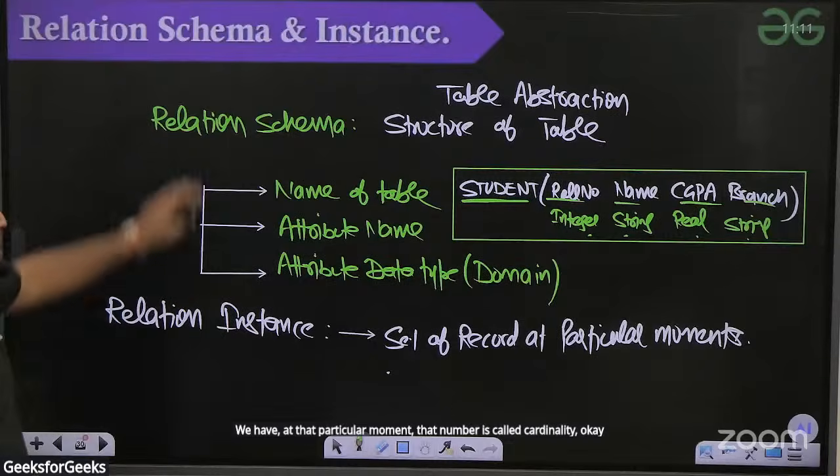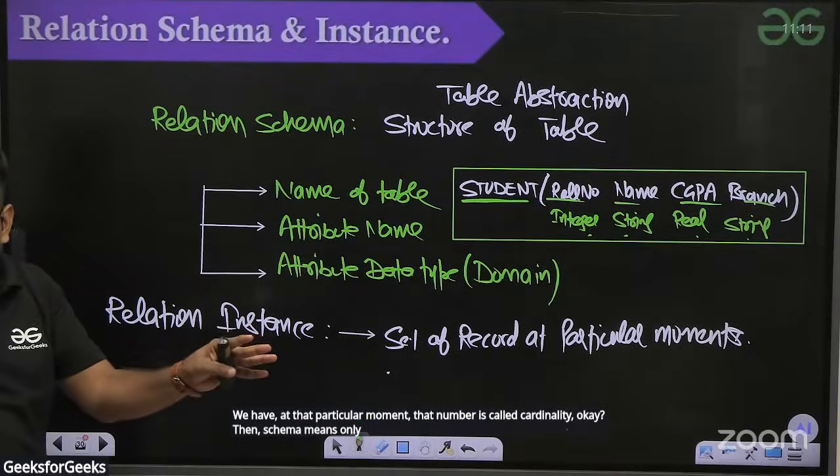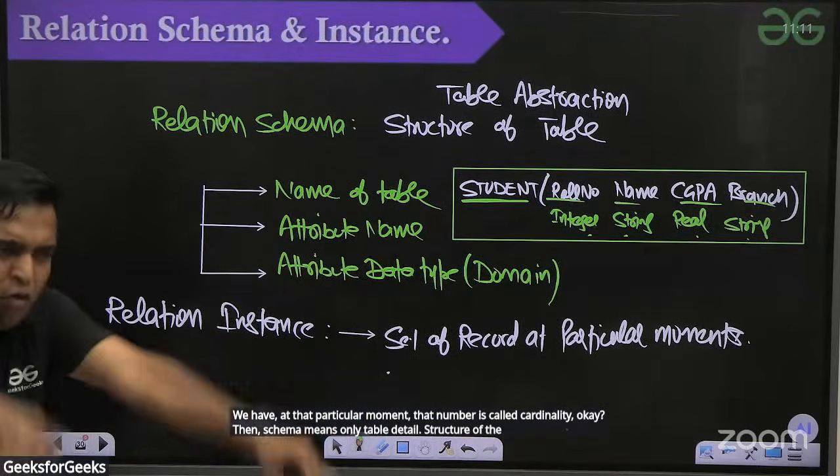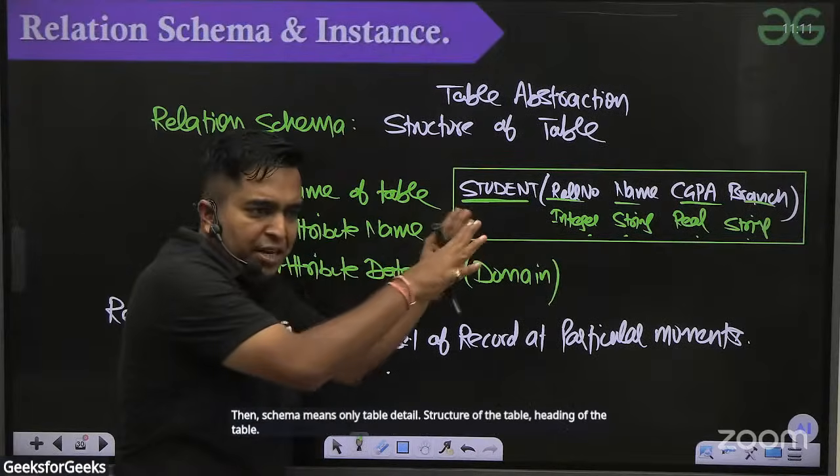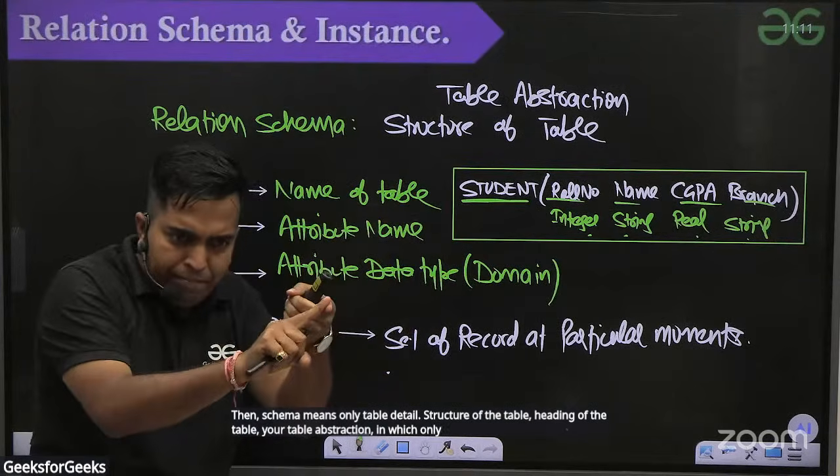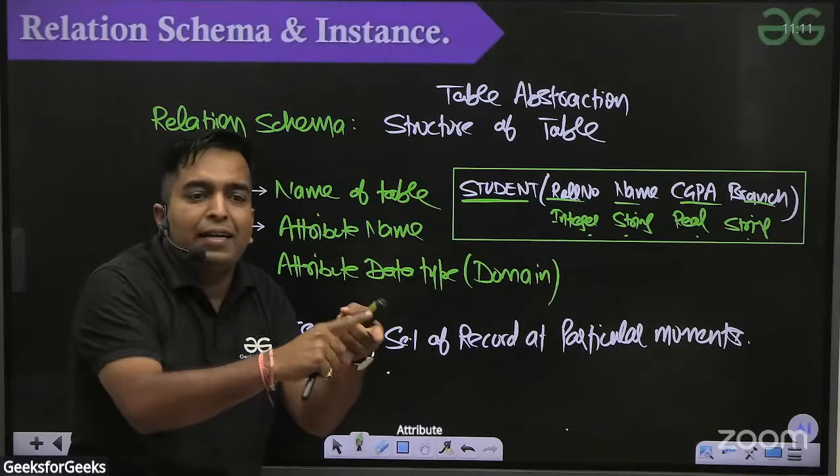Okay. Then schema means only table detail, the structure of the table, the heading of the table or table abstraction, in which there is only table name, attribute name and attribute data type.